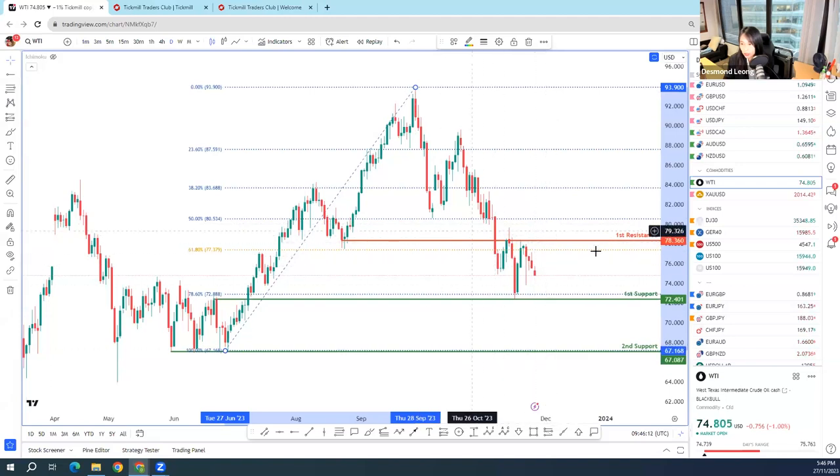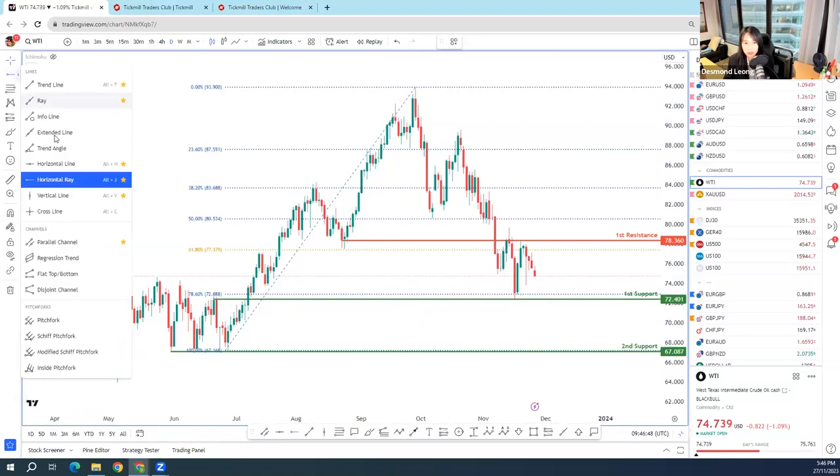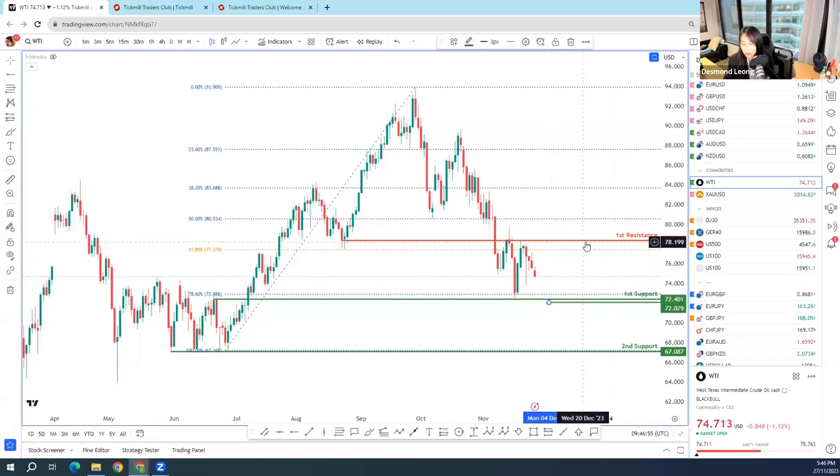So for WTI, I can see the price is currently in between the first support and the first resistance level. It could go down to the first support level, which is also the 78.6 retracement level. So this could be a strong first support level. Let's wait to see if the price will bounce and then go up to the first resistance level, or the 61.8 Fibonacci retracement level.